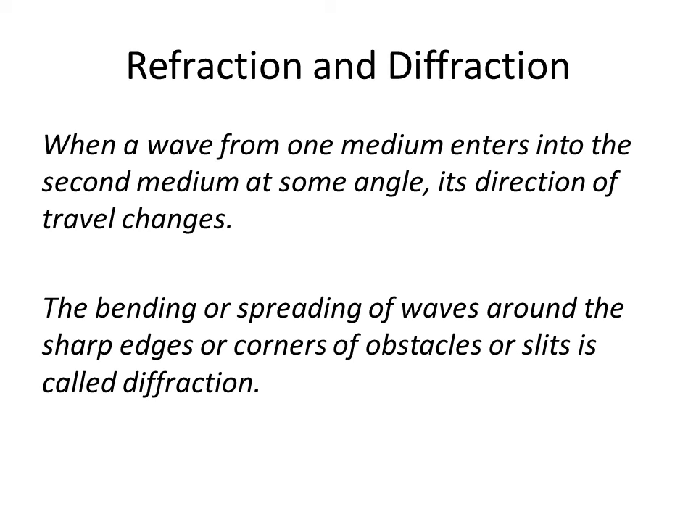For waves passing through a slit with a size larger than the wavelength of the wave, only small diffraction occurs near the corners of the obstacle. The bending and spreading of waves around the edges and the corners of obstacles or slits is called diffraction.